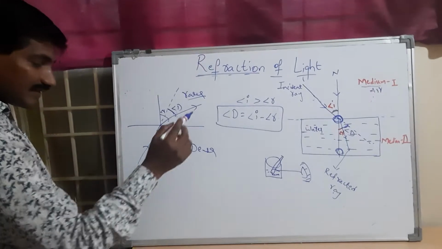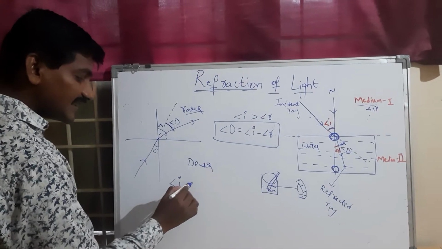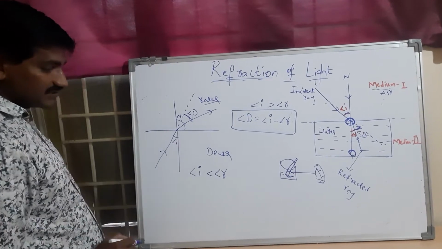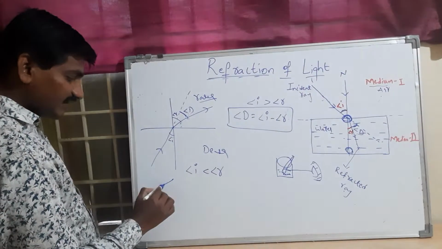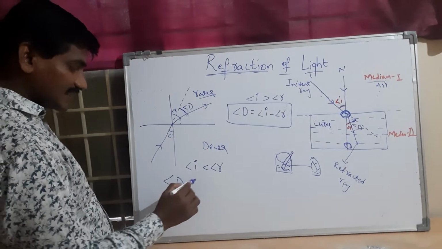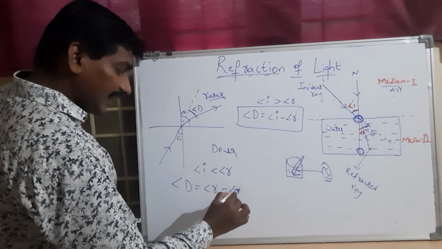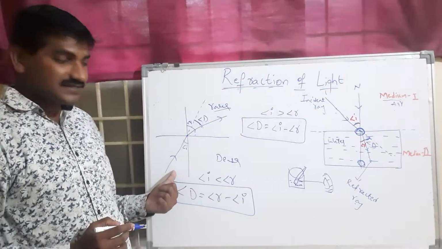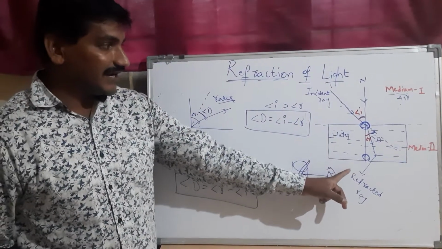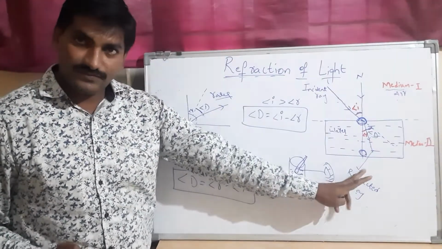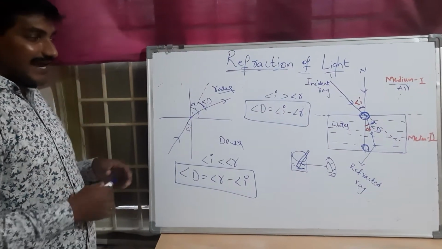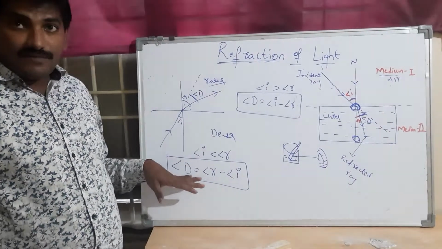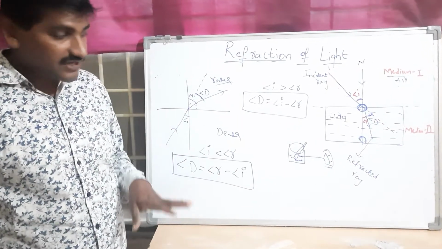In this case, the angle of incidence is less than the angle of refraction. See here, the angle of refraction is more than the angle of incidence. Therefore, angle of deviation is equal to angle of refraction minus angle of incidence. This happens when the light ray passes from denser to rarer. The earlier one happens when it passes from rarer to denser medium. This is the way the light ray gets deviated whenever it changes medium in the phenomenon of refraction of light.